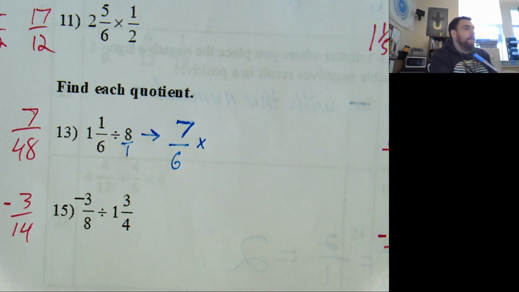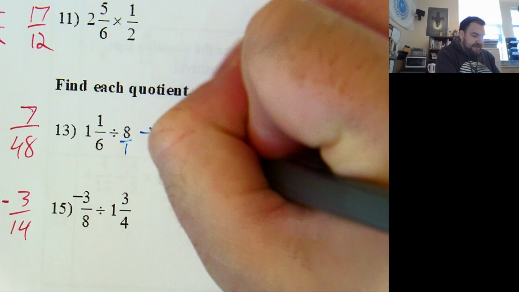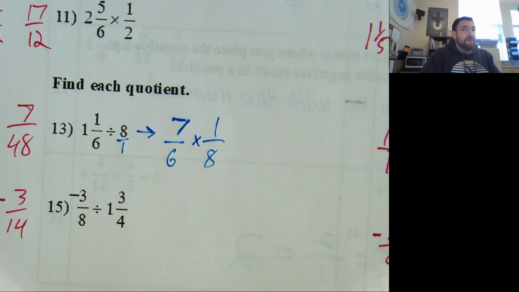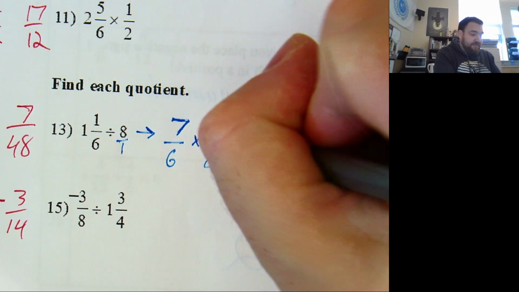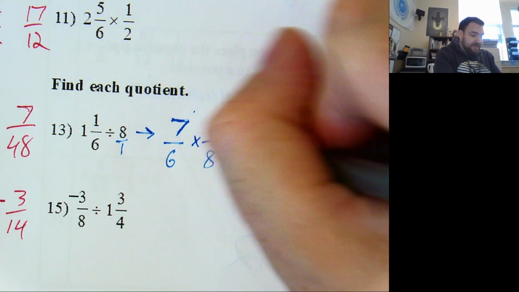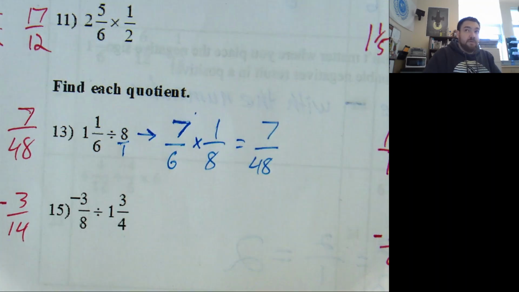And turn it into what? Absolutely. That is the next best first step. Now, everything you've done there is correct. And now the only thing you've got to do is multiply across the top, multiply across the bottom. So 7 times 1 is 7. 6 times 8 is 48. So everything you did up to this point is absolutely correct.